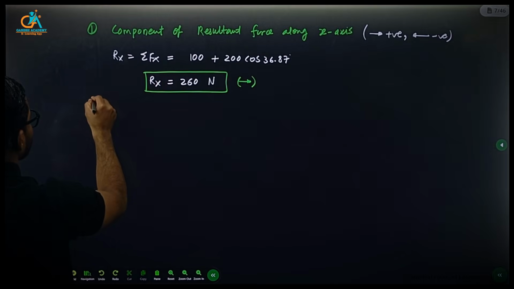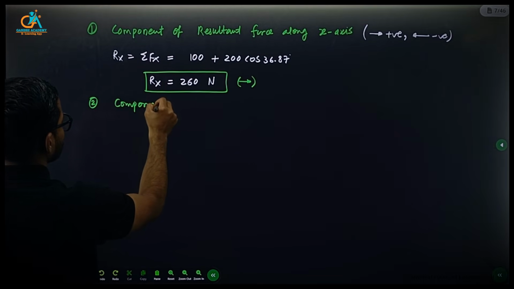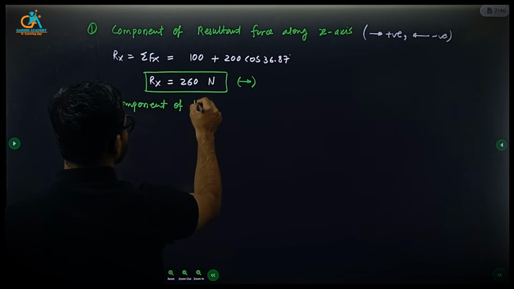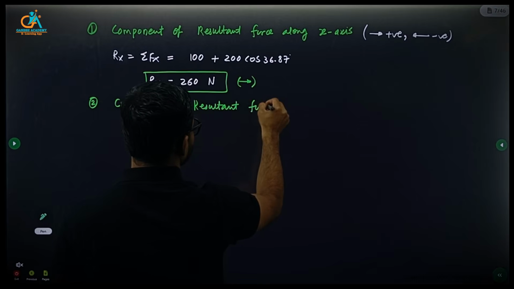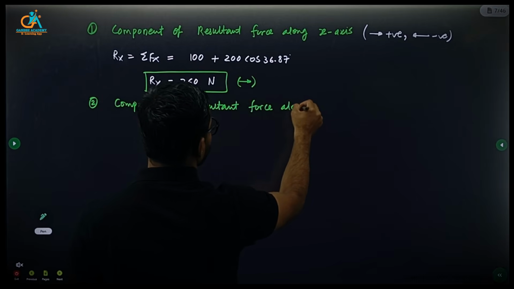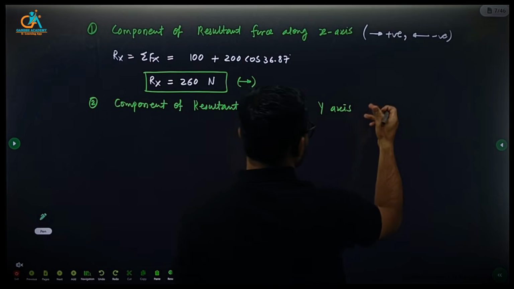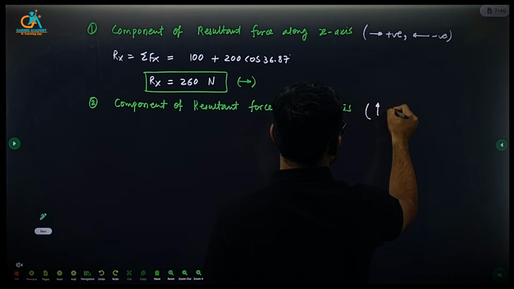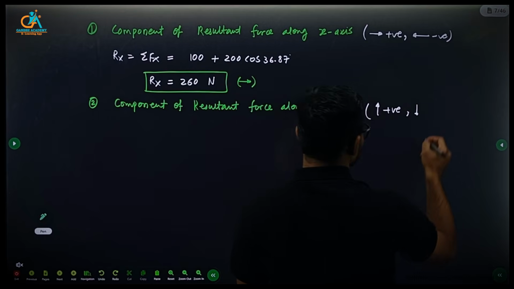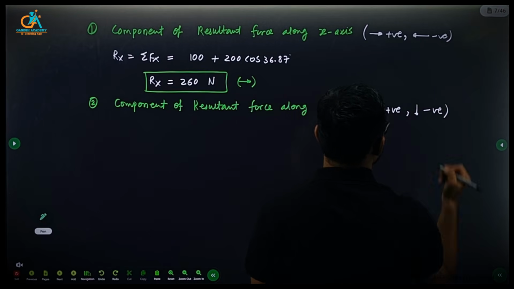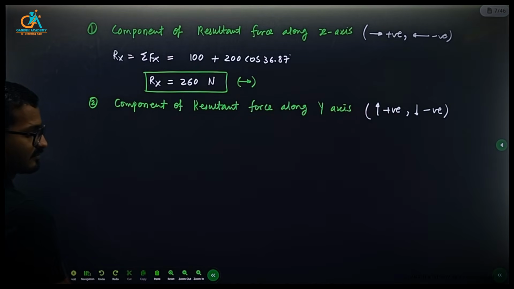Same for the y component of the resultant, the component of the resultant along the y axis. And here we will assume that upward forces are considered positive and downward forces negative. Okay.